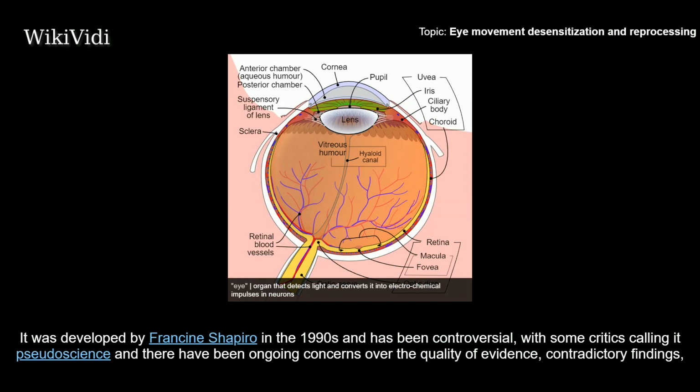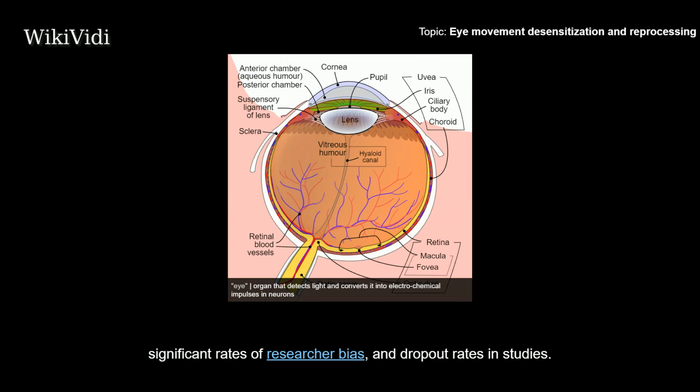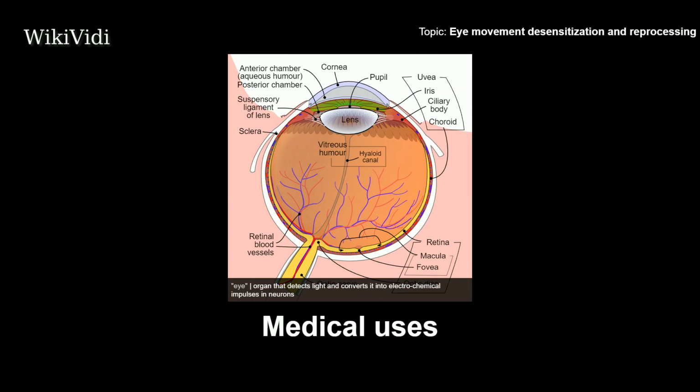It was developed by Francine Shapiro in the 1990s and has been controversial, with some critics calling it pseudoscience, and there have been ongoing concerns over the quality of evidence, contradictory findings, significant rates of researcher bias, and dropout rates in studies.